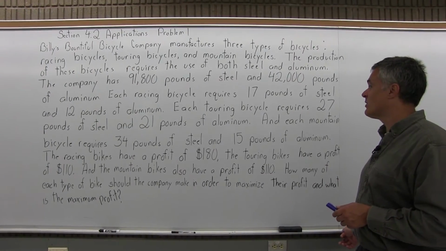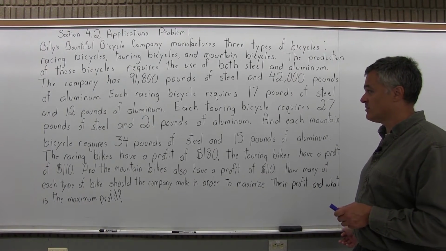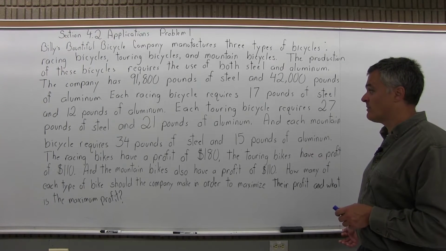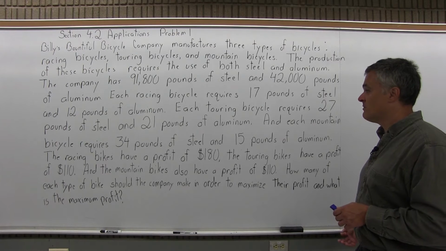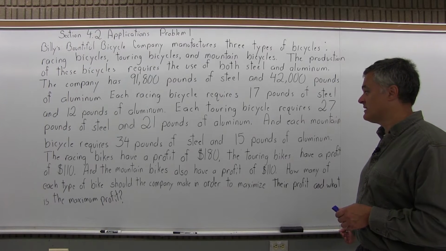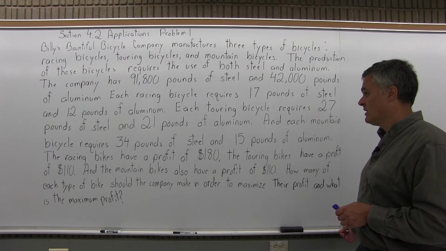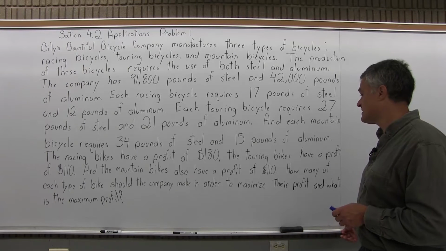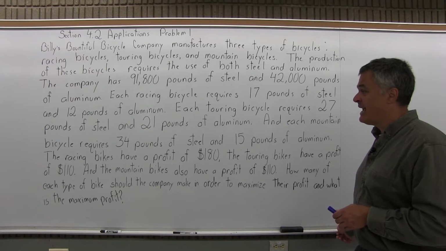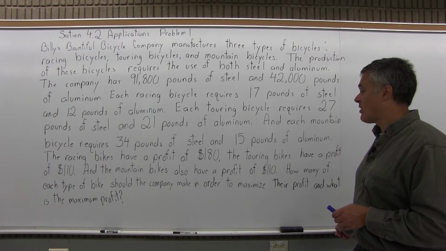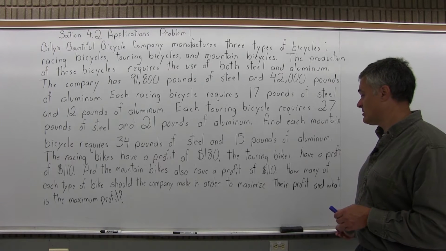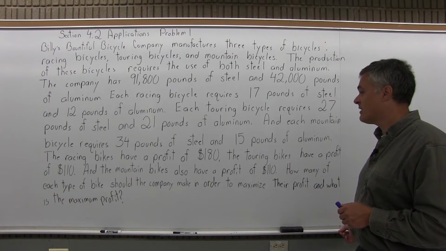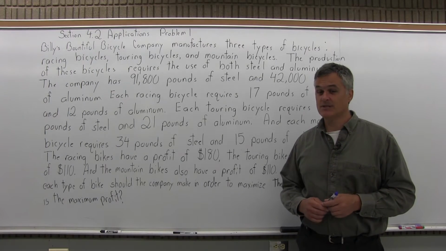Each racing bicycle requires 17 pounds of steel and 12 pounds of aluminum. Each touring bicycle requires 27 pounds of steel and 21 pounds of aluminum. And each mountain bicycle requires 34 pounds of steel and 15 pounds of aluminum. The racing bicycles have a profit of $180. The touring bicycles have a profit of $110. And the mountain bicycles have a profit of $110. How many of each type of bike should the company make in order to maximize their profit, and what is the maximum profit? So that's a big problem.